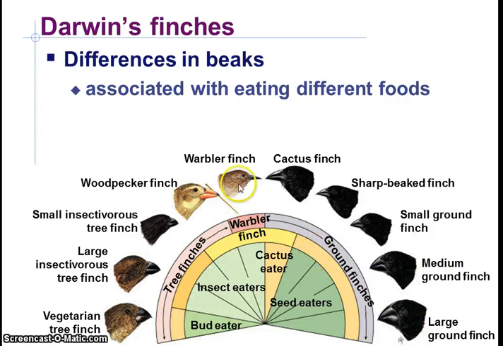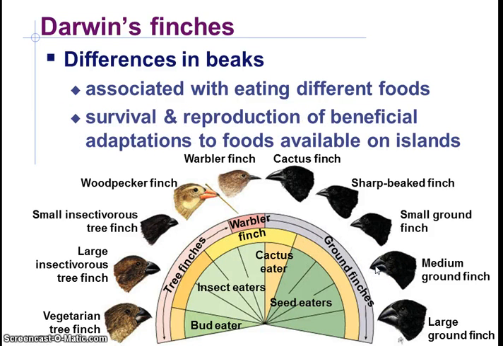So if you're born with a bigger beak, you can eat some of those bigger seeds. And then for survival, you're able to survive and reproduce, which is good for that island. So if your island has cactus versus a lot of trees and insects, whoever has the best adaptations is going to be able to survive and reproduce.